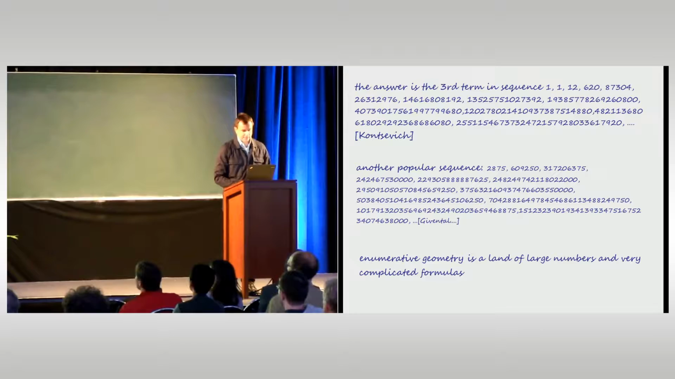And there's another popular sequence. This is the original mirror symmetry prediction about rational curves in Calabi-Yaus. And certainly there are many names that should be mentioned in this context, but if I want to put one, maybe it's Givental. And enumerative geometry is about bringing some order into this zoo of numbers. And the numbers, these are very complicated numbers, and the order in which they come is very complicated too.